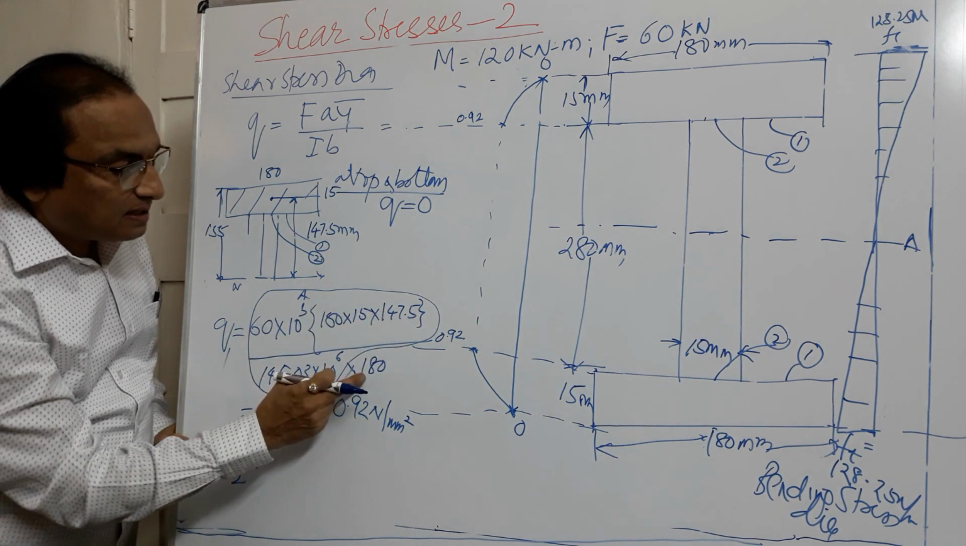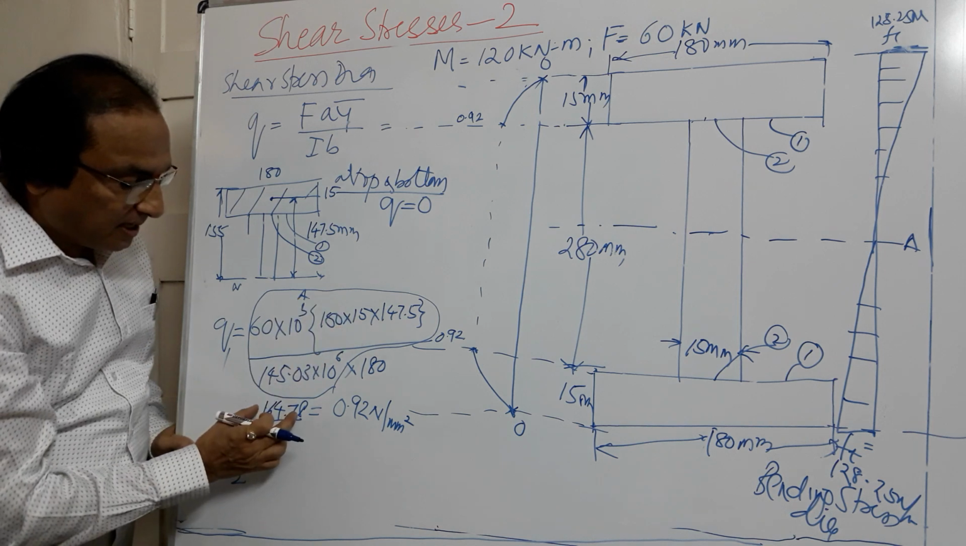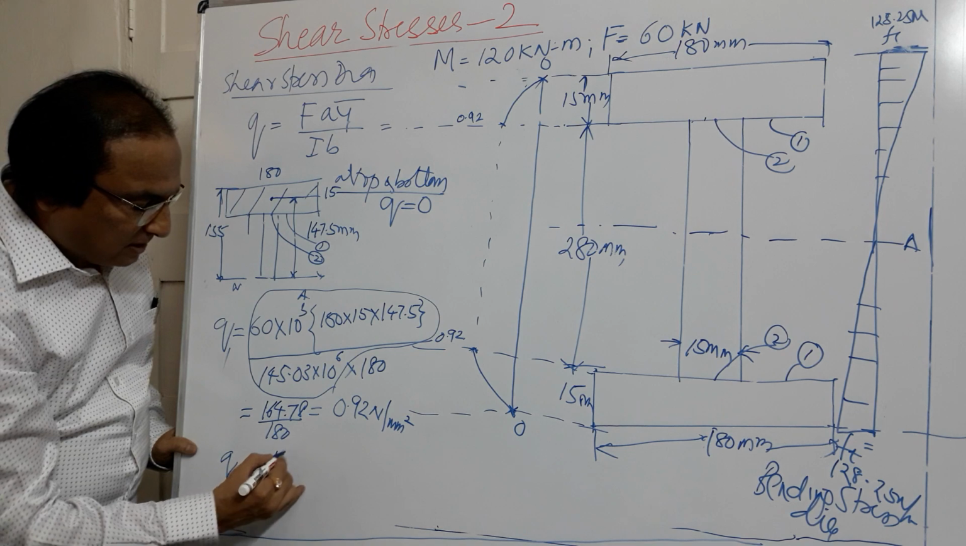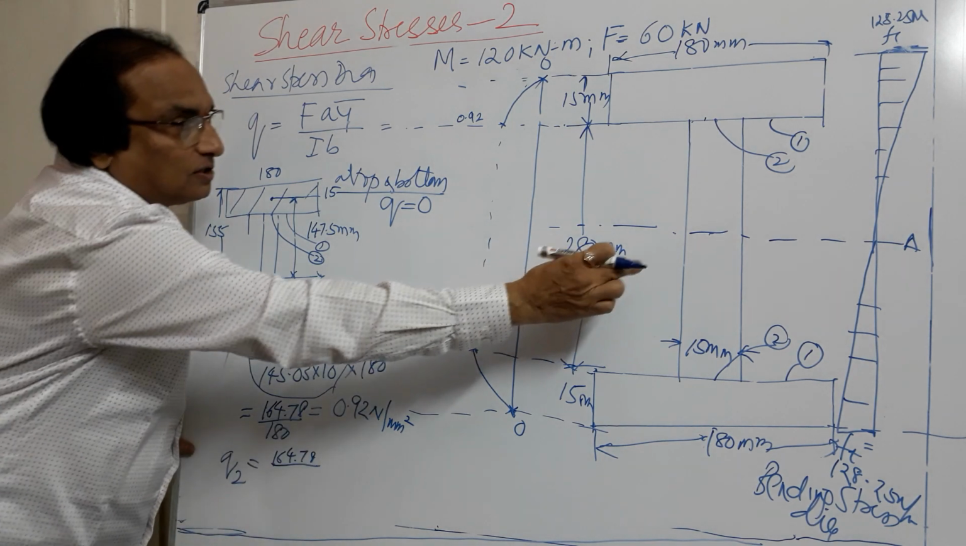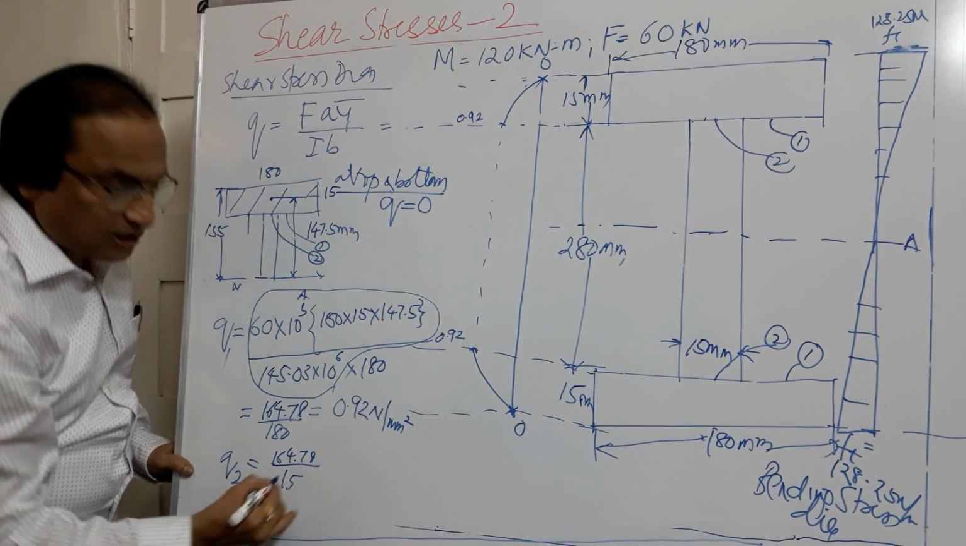The only change will be in the width of the beam. That's why I have calculated this value here to simplify our calculation. So if I use this value only, 164.78 divided by the width at level 2, which is 15 mm. That's the only change you will come across.